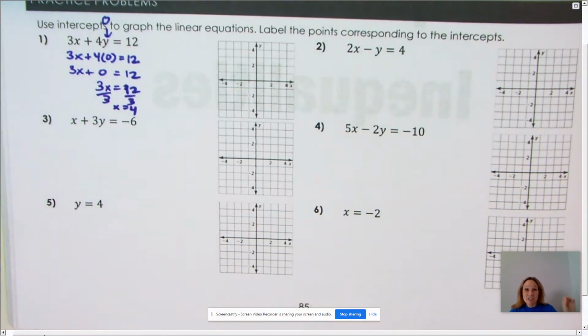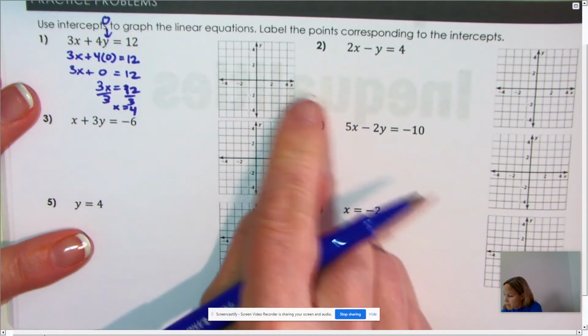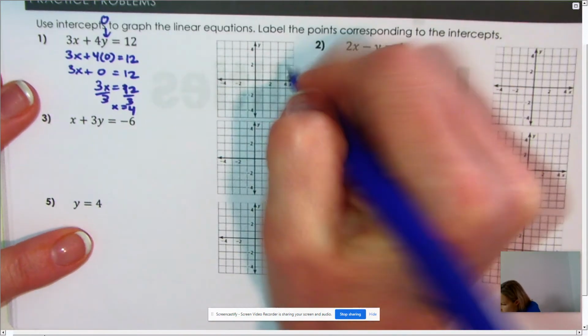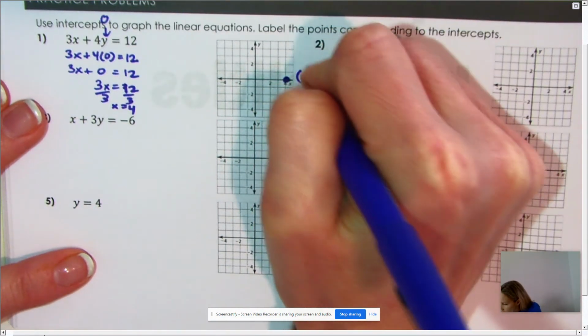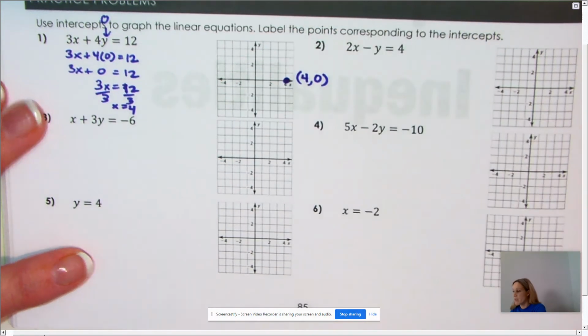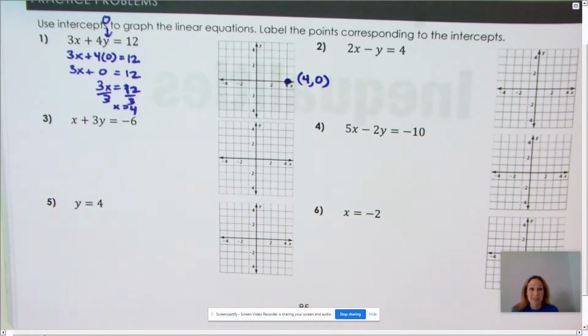The x-intercept is 4. So I'm going to find 4 on the x-axis, and I'm going to label this point. This is when I go over 4, up 0. Okay, now I'm going to find the y-intercept.